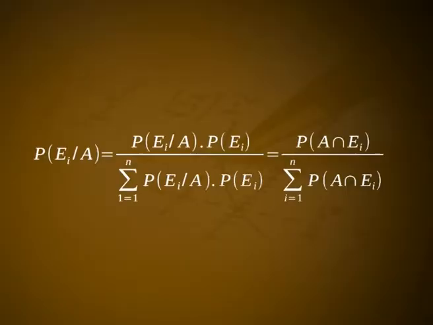Bayes theorem. Let E1, E2, etc. En be mutually exclusive and exhaustive events and let A be any event. Then, Bayes theorem states that P of Ei given A equals P of A given Ei into P of Ei by summation i ranging from 1 to n P of A given Ei into P of Ei equals P of A intersection Ei by summation i ranging from 1 to n P of A intersection Ei.